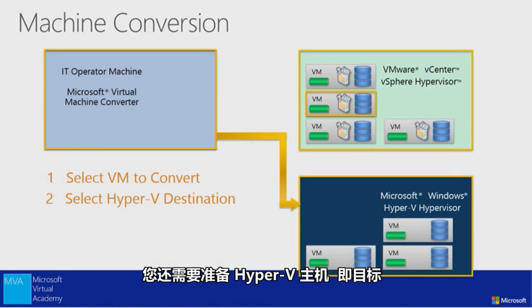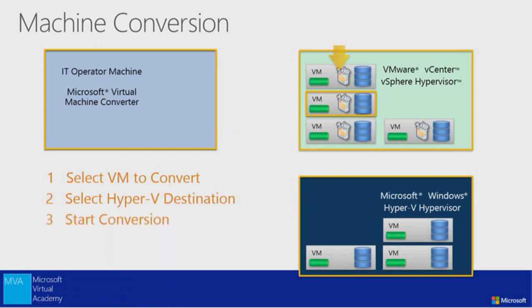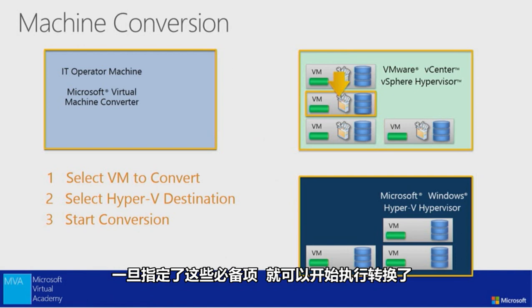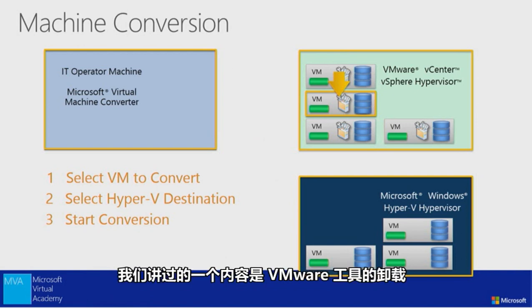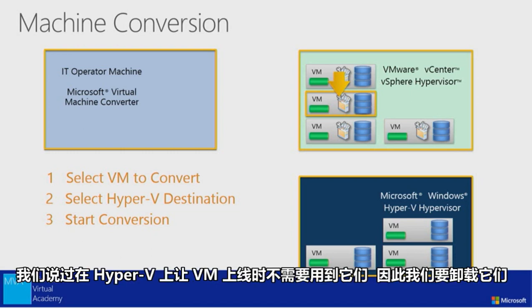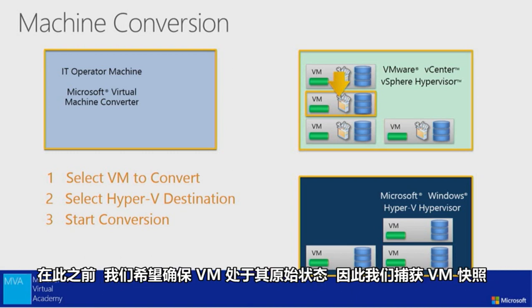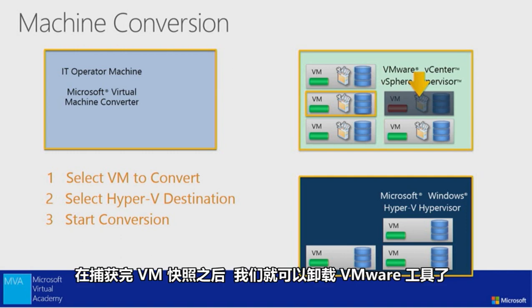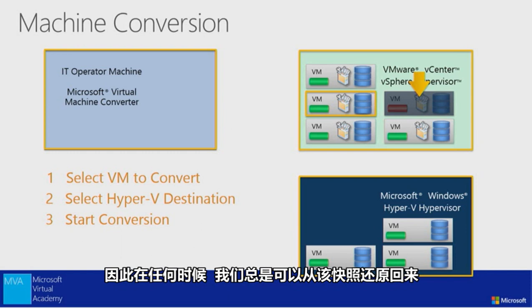As an input, you also need the Hyper-V destination. So what is the target? You need to specify that. Once you have these inputs specified, you can start the conversion. Now, one of the things that we spoke about was the uninstallation of VMware tools. We said we don't need them when we actually bring this VM up on Hyper-V, so we're going to uninstall them. Before we do that, we want to make sure that we have the VM in its original state. So we take a snapshot of the VM. Once we take a snapshot, we can go ahead and uninstall the tools. So at any point, we can always restore from that snapshot.